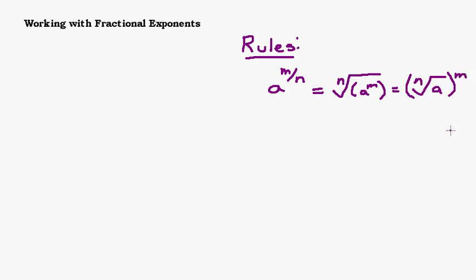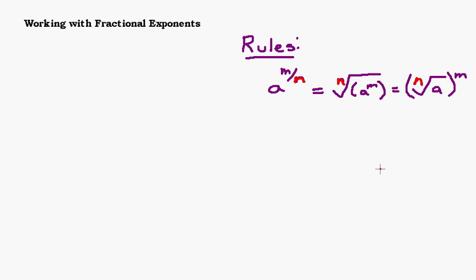So basically what we're looking at here is the numerator of your fraction is going to be a power that's applied to a, and you could either do that underneath the nth root, or you could take the root and then apply that whole thing to the mth power. The n, the denominator, is telling us what root we're taking. So if n is a 2, we're taking a square root. If n is a 3, we're taking the cube root, etc.